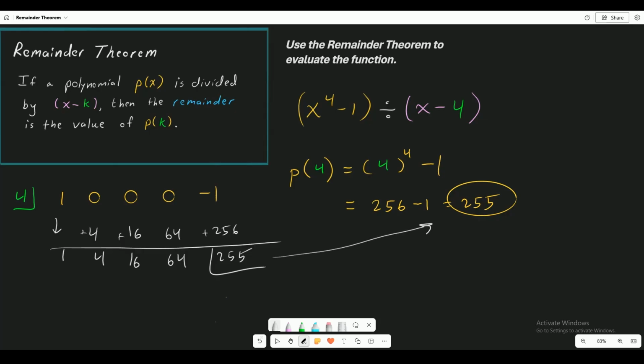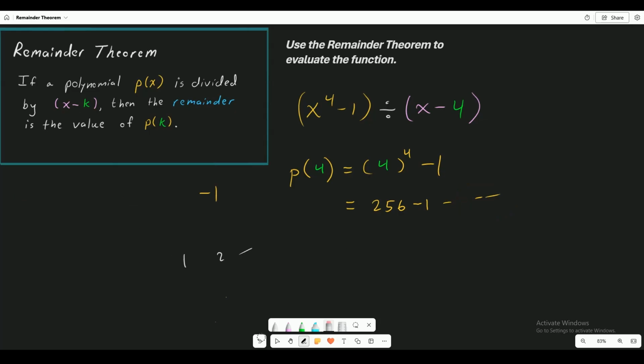So no, x minus 4 is not a factor of x to the 4th minus 1, because it doesn't give us a 0. Okay? All right, let's do another one. I said 3 more. I think we have 2 more left. So let's calculate them.